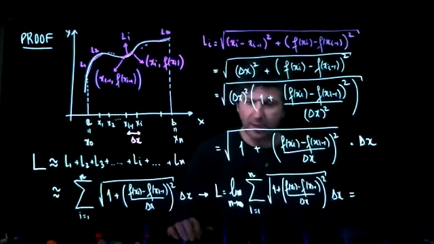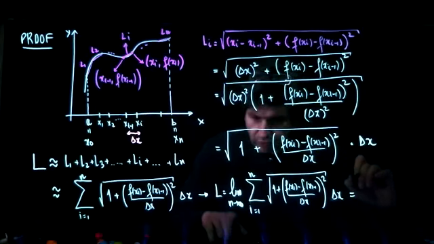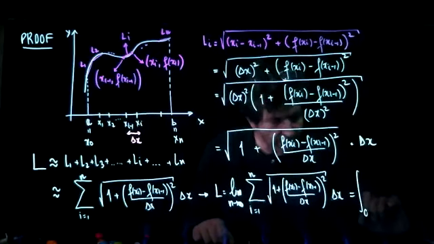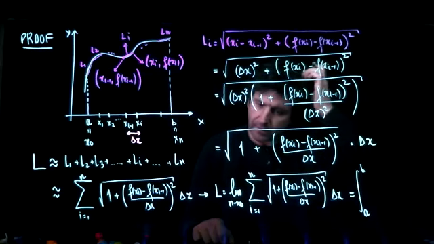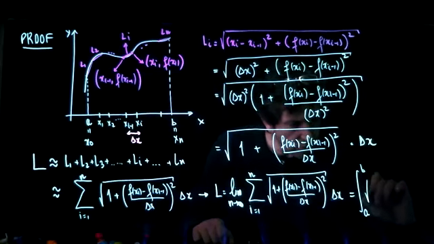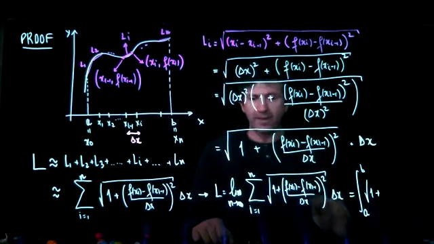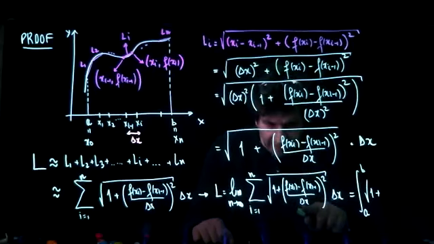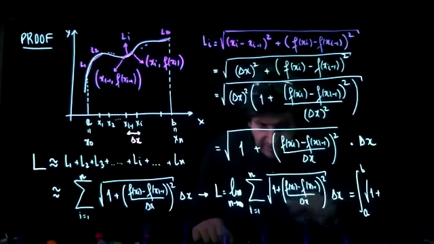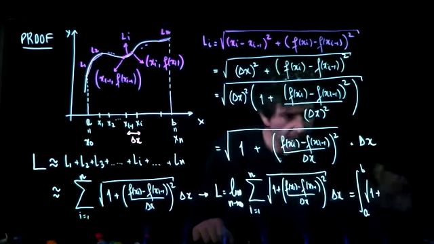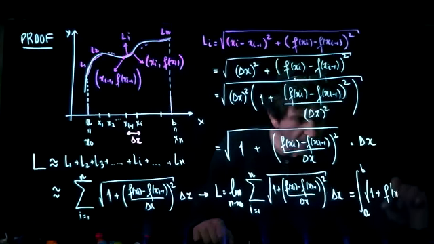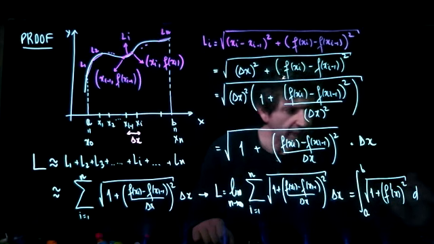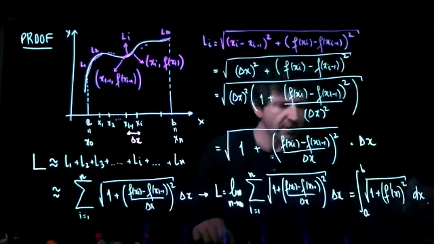Almost done, one step. And so this is equal to the integral from a to b of the square root of 1 plus, and if n approaches infinity, then delta x approaches 0. This is the exact definition of the derivative, f prime of x squared, and delta x, of course, becomes dx, and the proof is done.